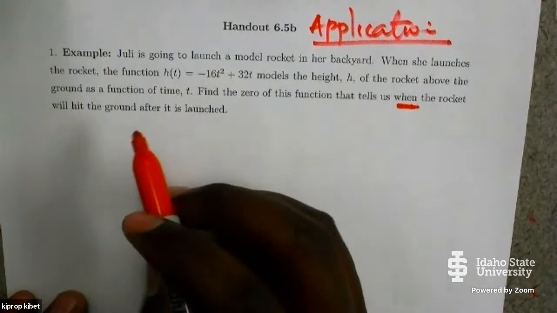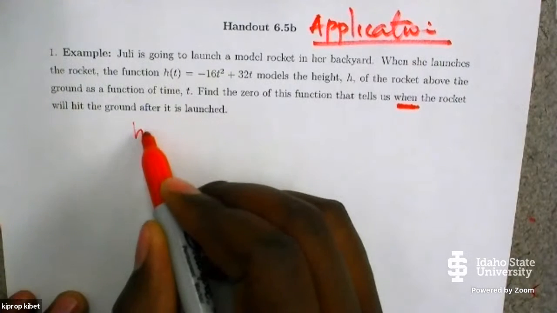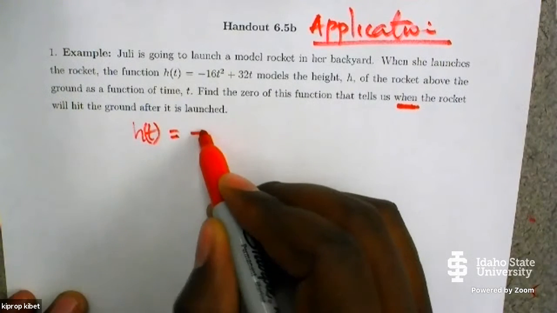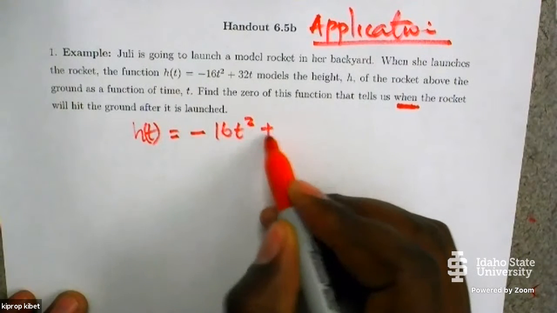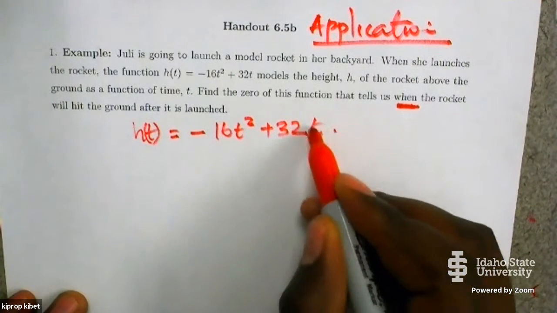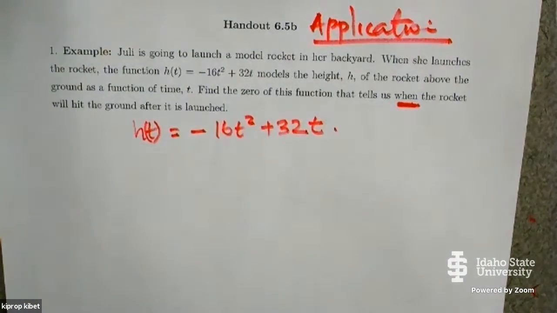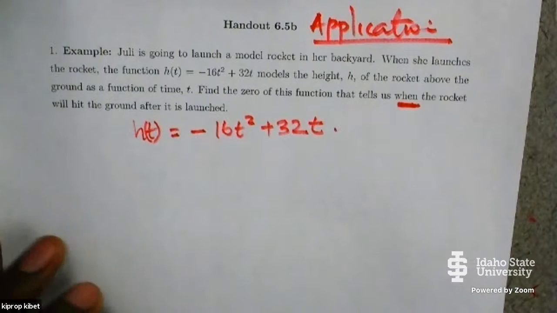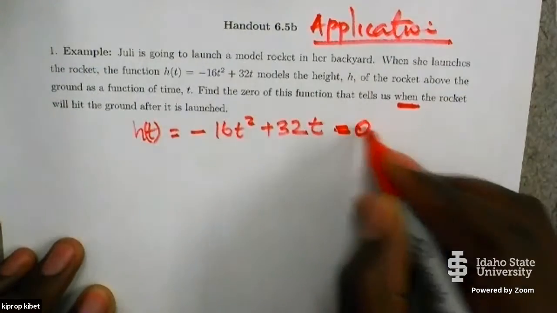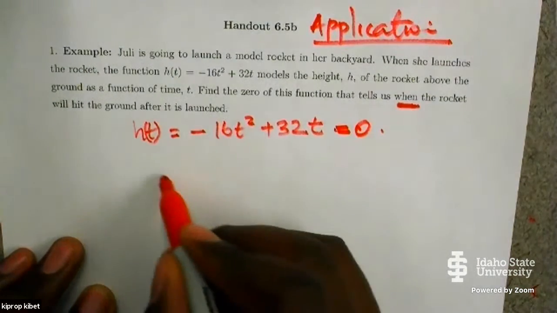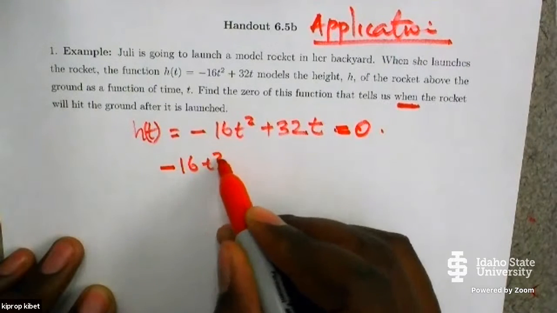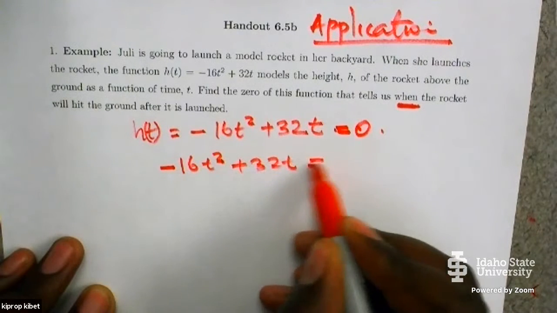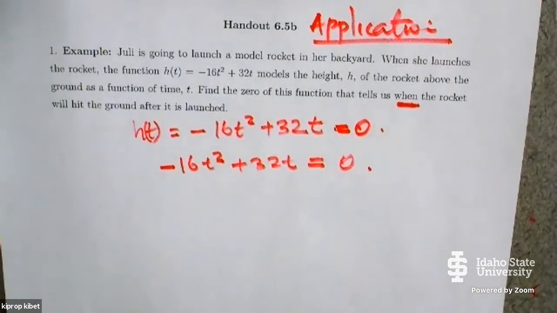So our function h of t equals minus 16t squared plus 32t. It says find the zero of this function. So that means this equals 0. So minus 16t squared plus 32t equals 0.